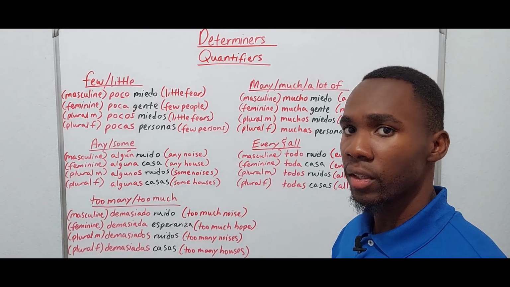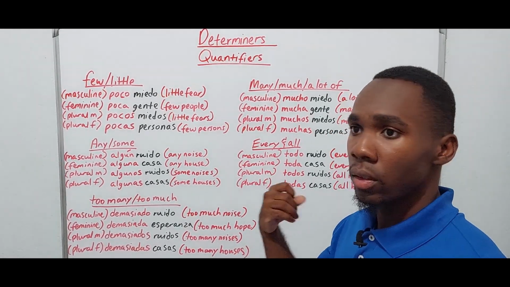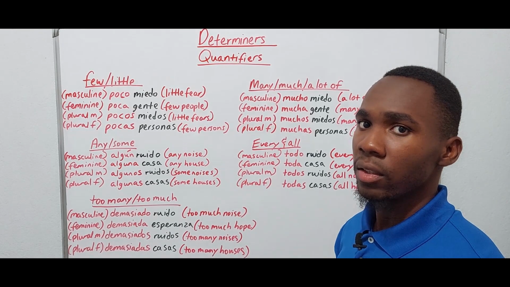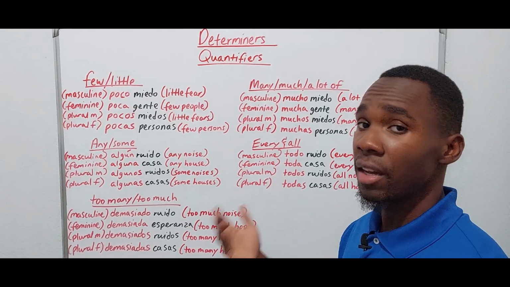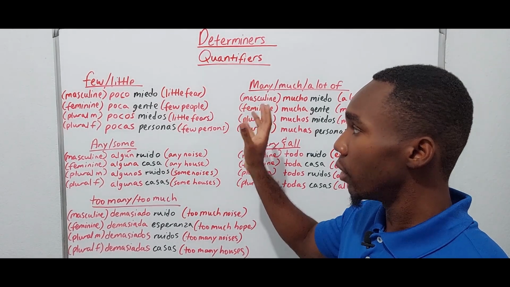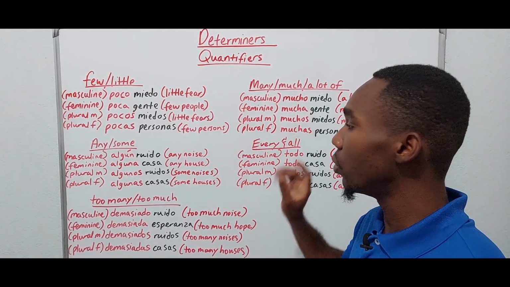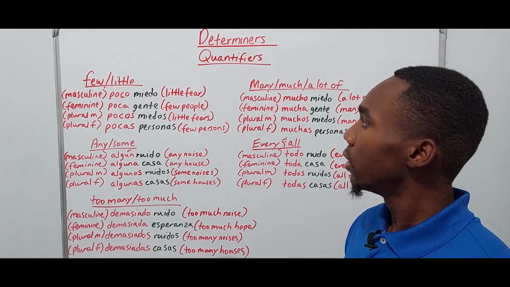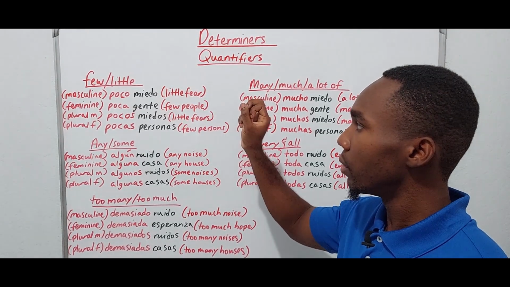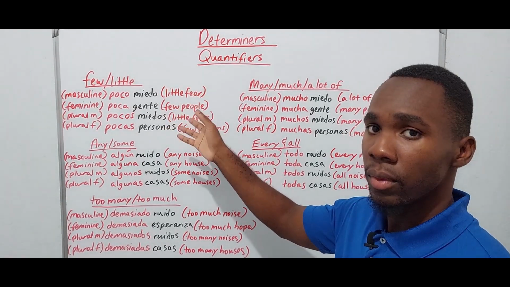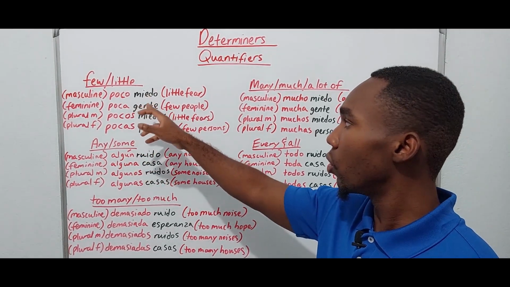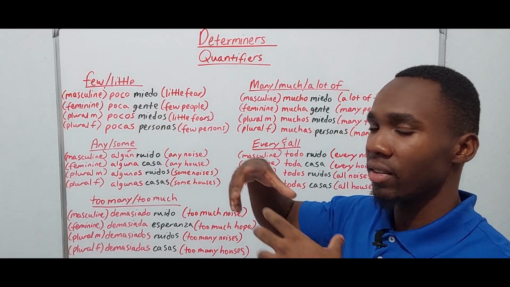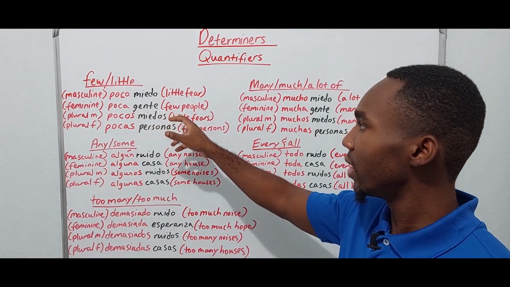If you don't know what a quantifier is, it gives the amount of a noun without being specific. That's the definition of a quantifier, okay? Of course, the quantifiers you see here would be the ones that are mainly affected by gender, because there are other quantifiers. So, few or little, and the word for that is poco. Poco miedo, a little fear. That's talking about fear as a concept. Feminine, poca gente, few people.